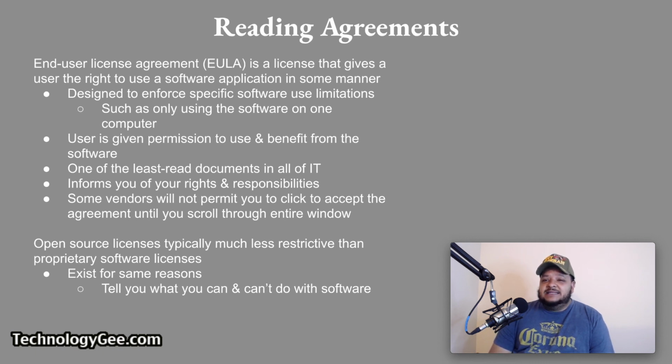Sadly, the license agreement, or the EULA, is one of the least read documents in all of IT. However, it's worth reading to discover what your rights and responsibilities are. Due to some licenses being dry reading, some vendors will not permit you to click accept the agreement until you scroll through the entire window. Open source licenses are typically much less restrictive than proprietary software licenses, but they exist for the same reason, to let you know what you can and cannot do with the software.